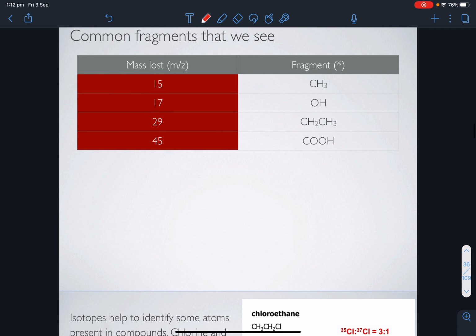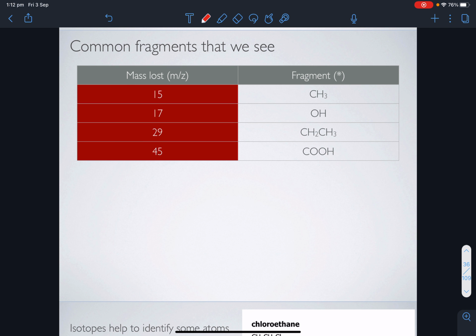So there's some common fragments that I told you about, and we've kind of approached them. If you're seeing a loss of 15, it's a CH3 more than likely. There's not much else it can be. At 17, it's very, very likely that you've lost an alcohol group. At 29, you've lost an ethyl group. And then sometimes you see a 45, which is a loss of a carboxylic acid.